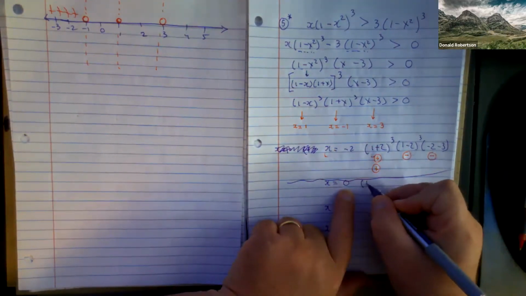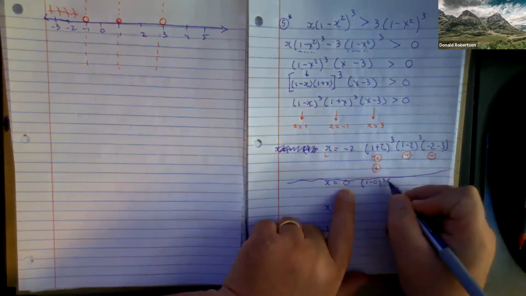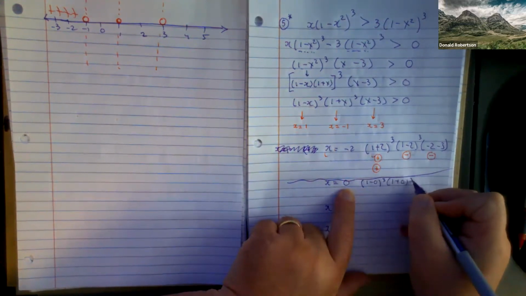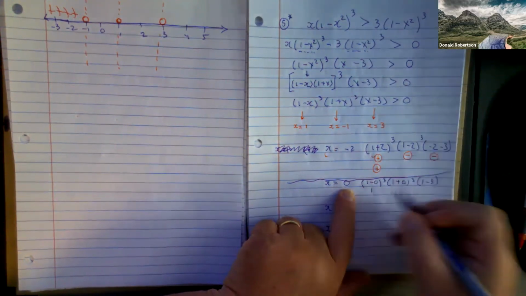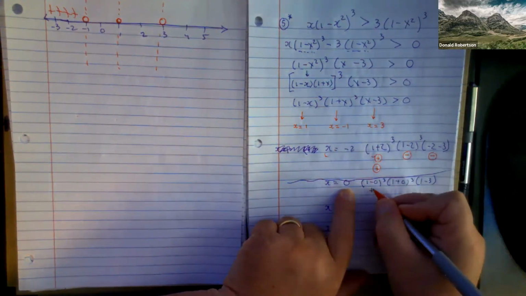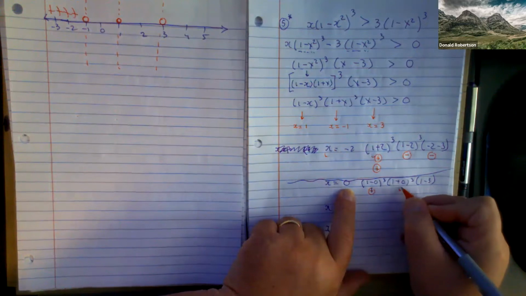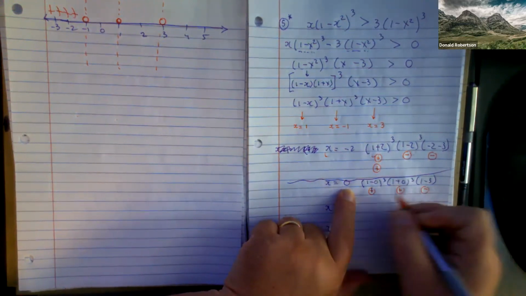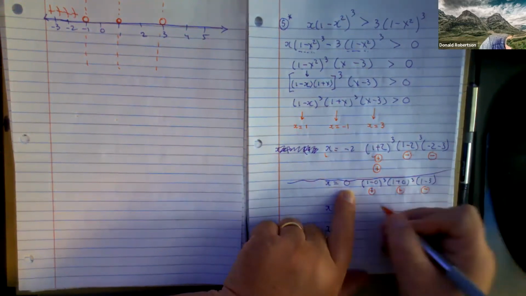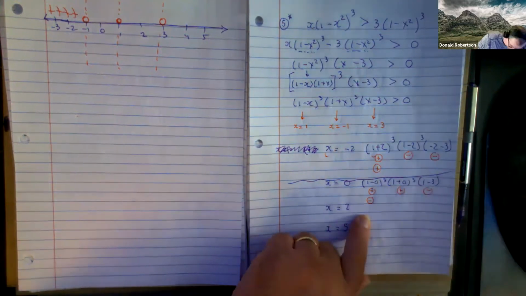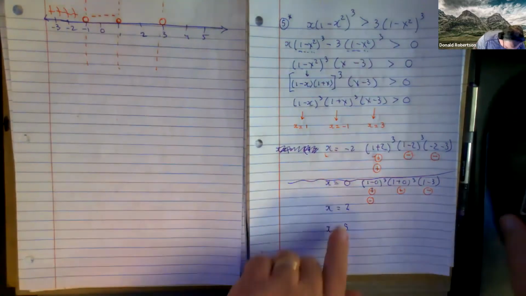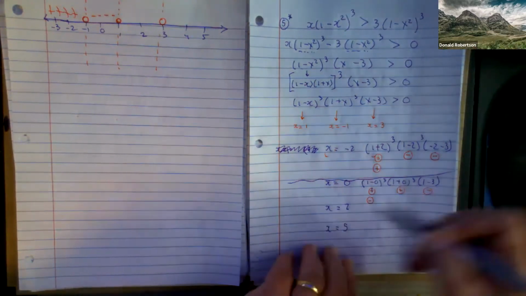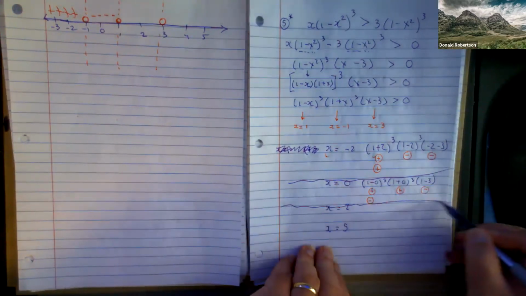X = 0 is my next one. So what's that going to be? (1 − 0)³, (1 + 0)³, 1 − 3. 1 cubed is positive, 1 cubed is positive, and that guy is negative. Positive, positive, negative generates a negative result. So I now know everybody here is negative.